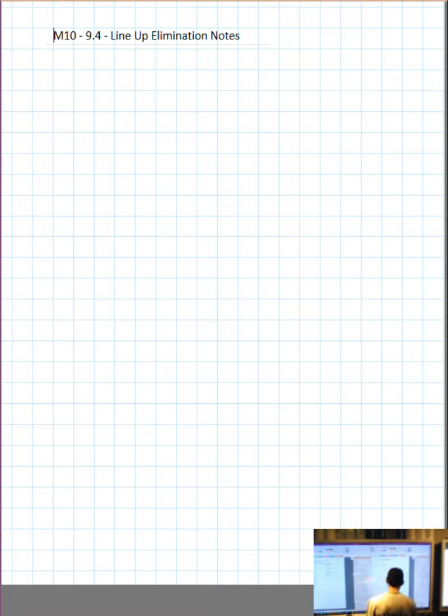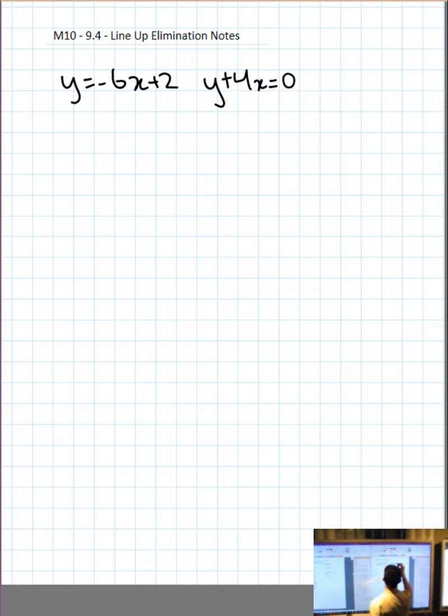Okay, in the last section we looked at elimination where everything was already lined up and we can add or subtract it right away. Let's take a look at two equations. y equals negative 6x plus 2 and y plus 4x equals 0.